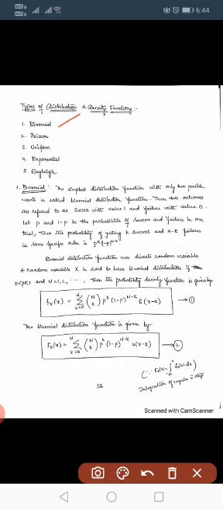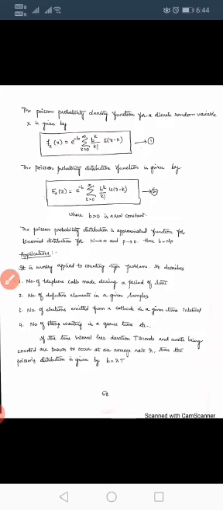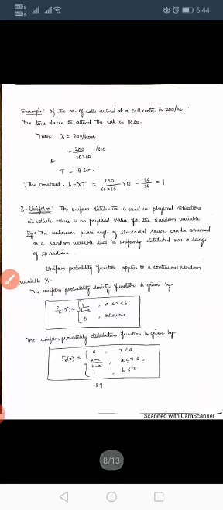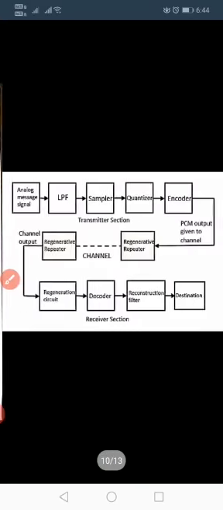For binomial we use a discrete random variable, and when there are two outcomes we define binomial. Next, Poisson. What type of random variable do we use? A discrete random variable for Poisson. For uniform we use continuous, for exponential also continuous, and for Rayleigh also continuous.